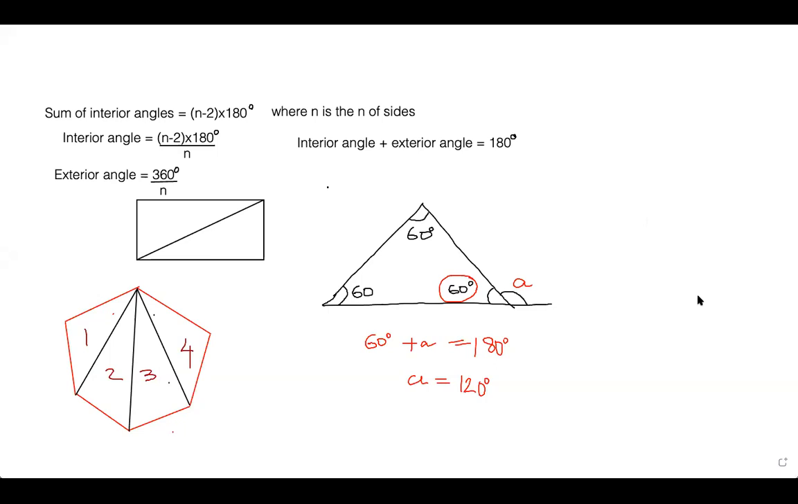To get the number of right angles, we get 2n minus 4. For example, if we have the number of sides, which are 12 sides, we get 2 times 12 in brackets minus 4, giving us 24 minus 4, giving us 20 right angles.